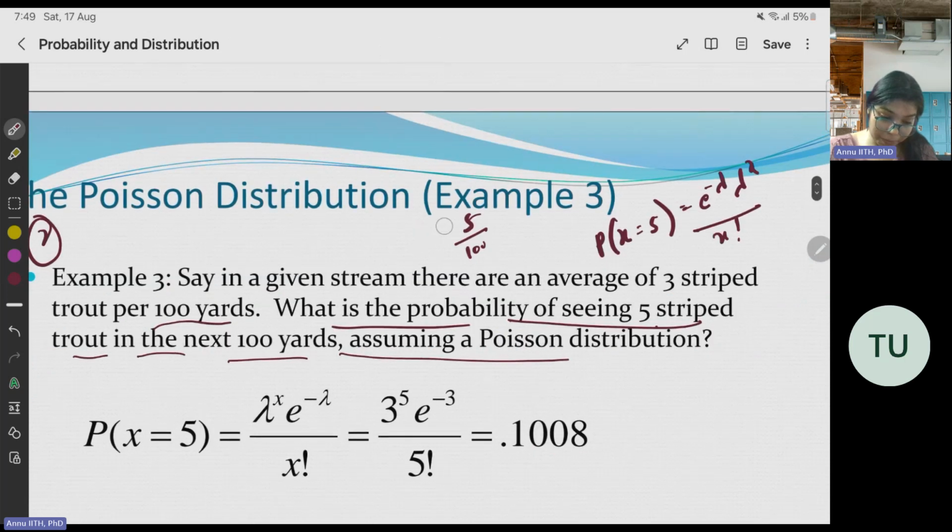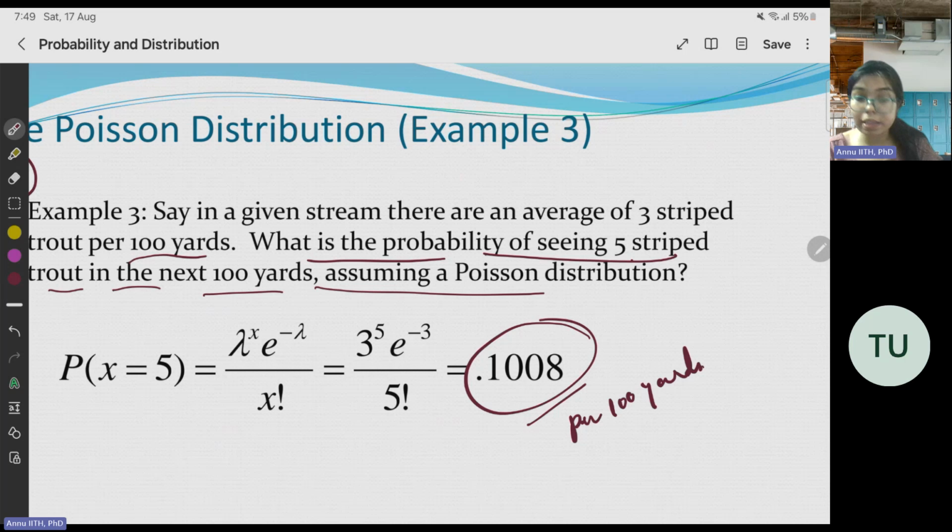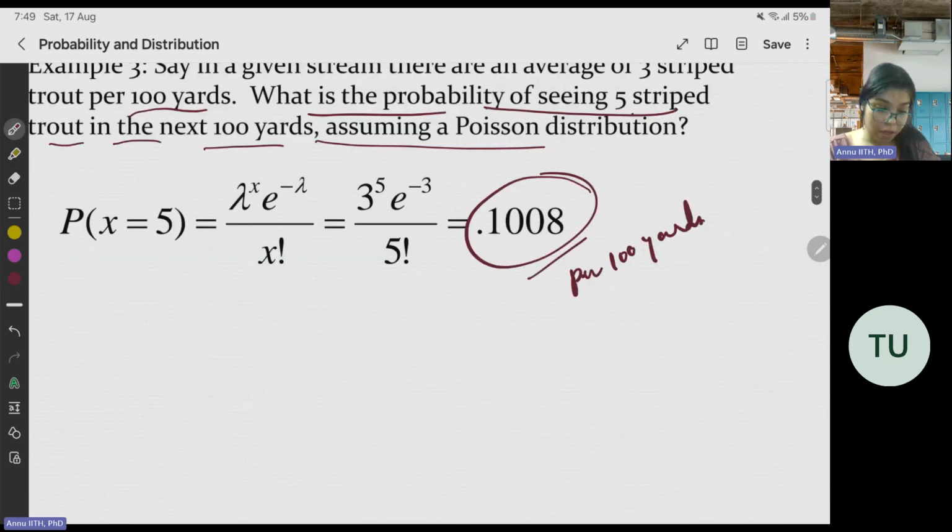So per 100, you have 3 power 5 and e power minus 3 divided by 5 factorial. So it is 0.1 per 100 yards. That's very simple, and like this only we have to solve.